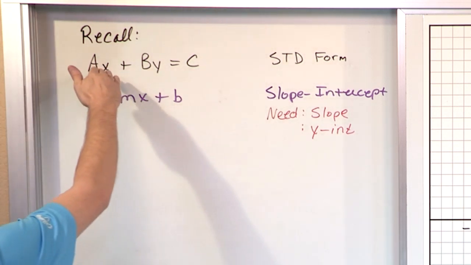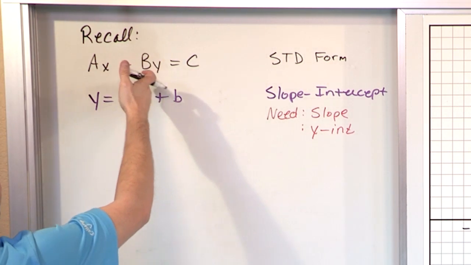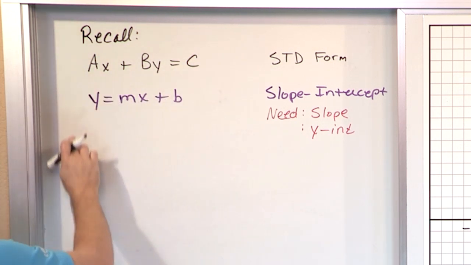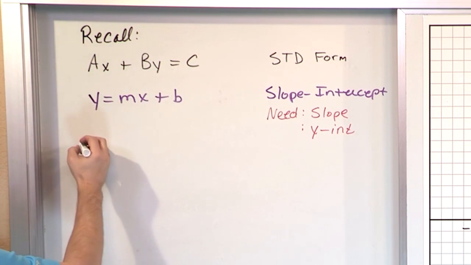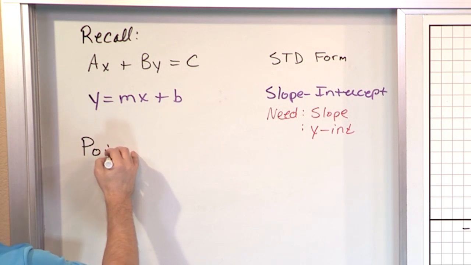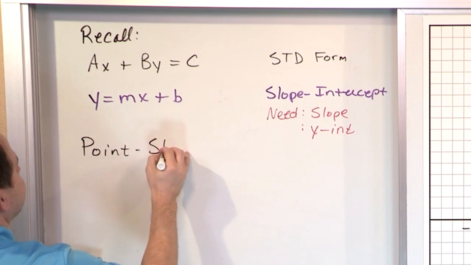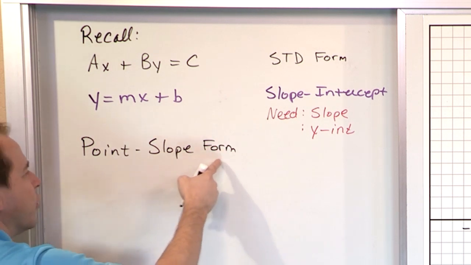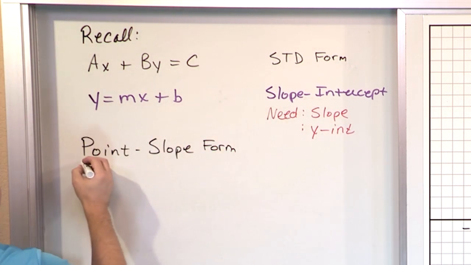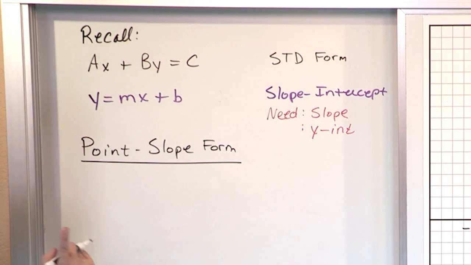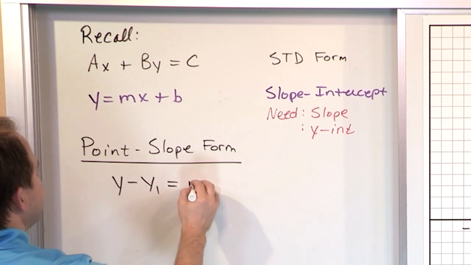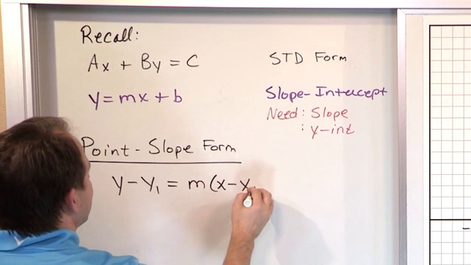Well, there's a third version of the equation of a line that comes from, just like this one came from this one, I showed you how to do that before, there's another equation of a line that's called the point-slope form. It's the point-slope form of the equation of a line. Here's how it looks. Y minus y1 is equal to m times x minus x1.